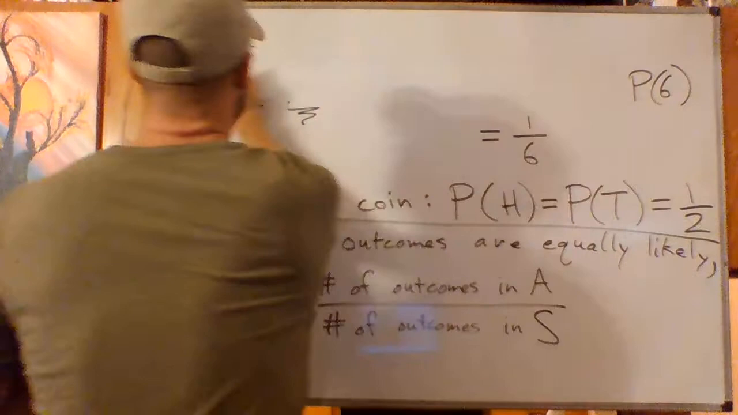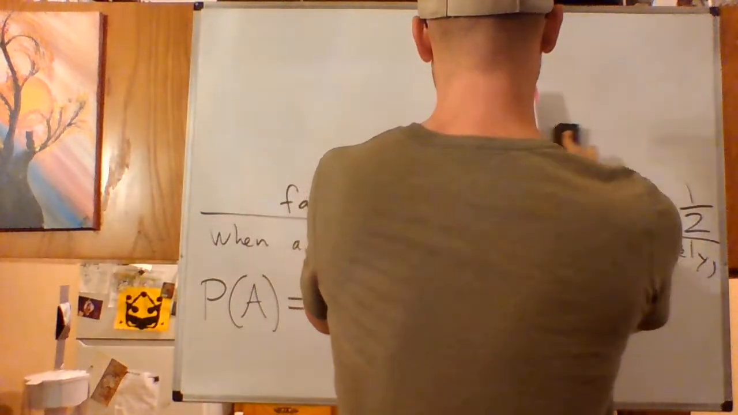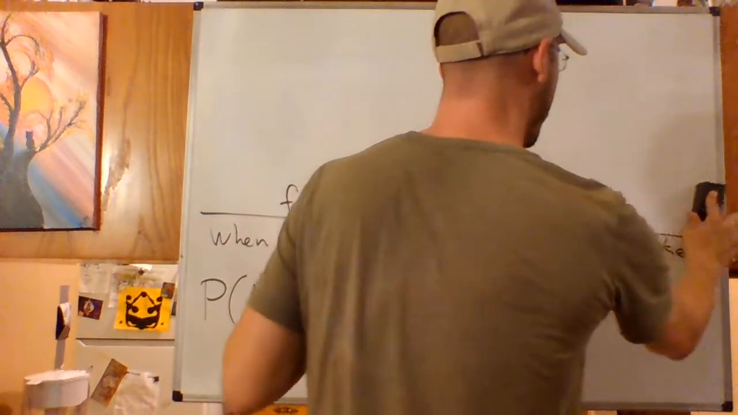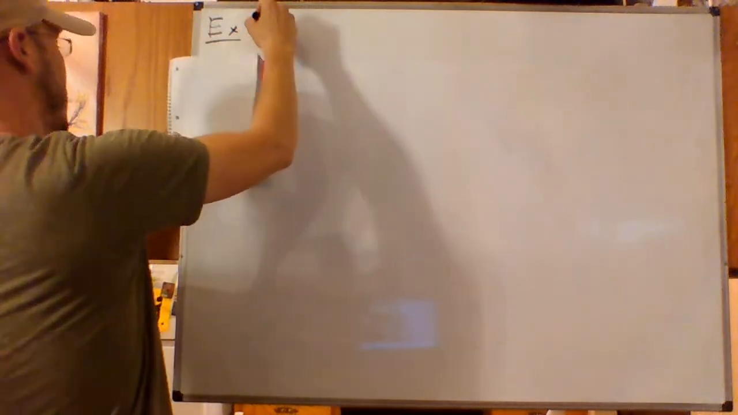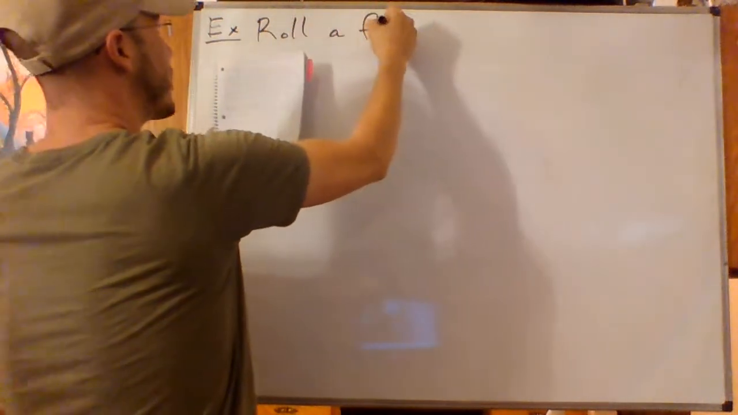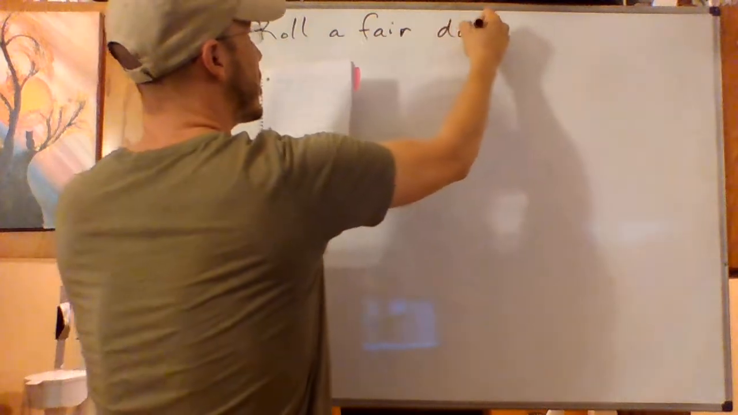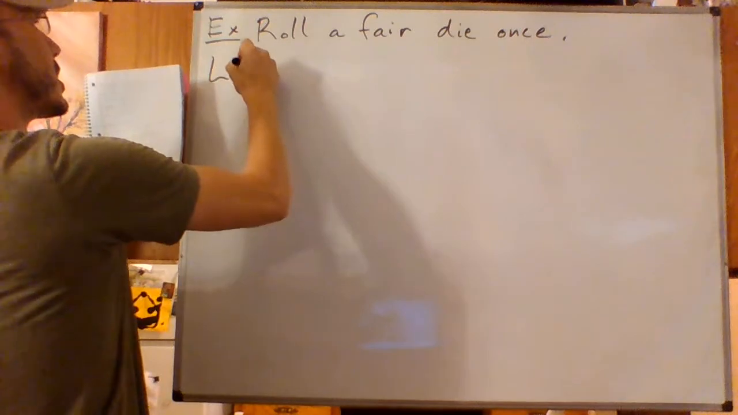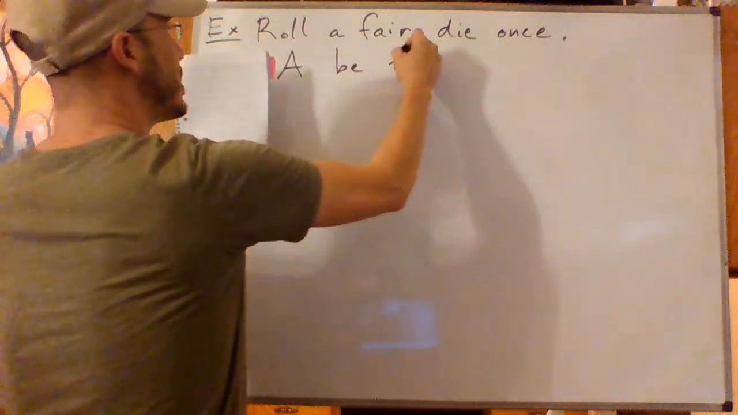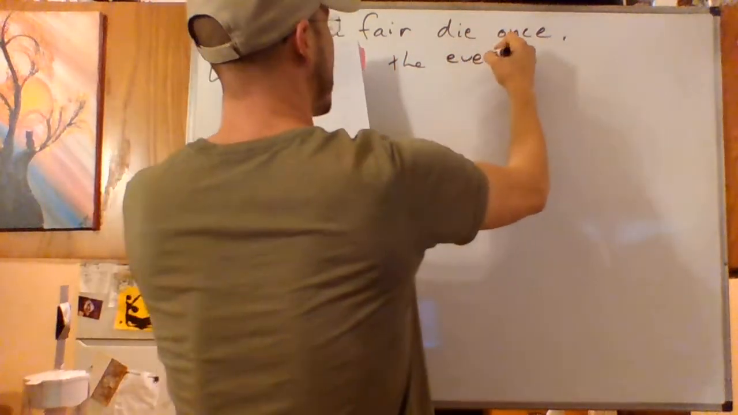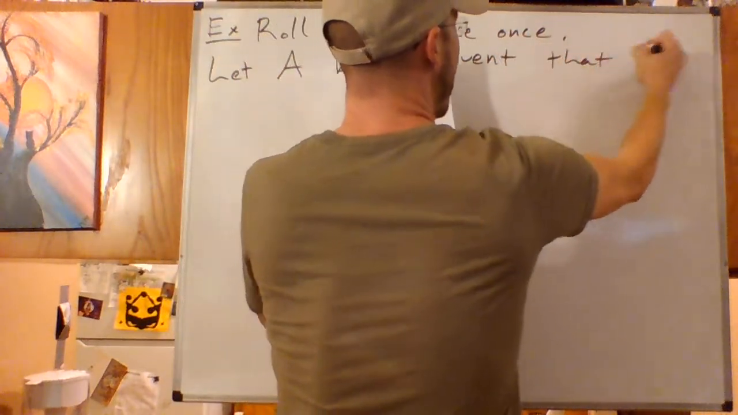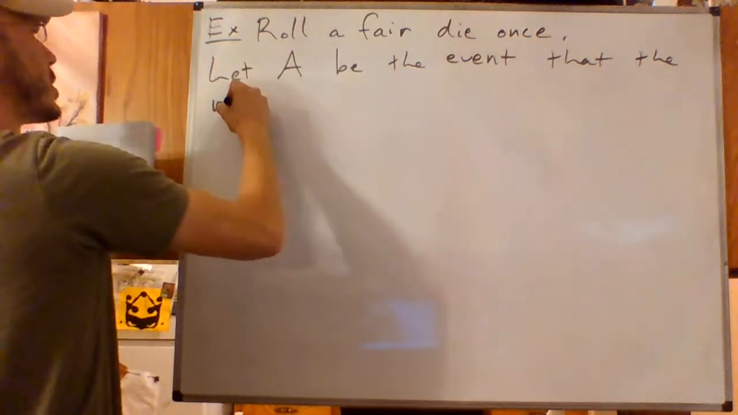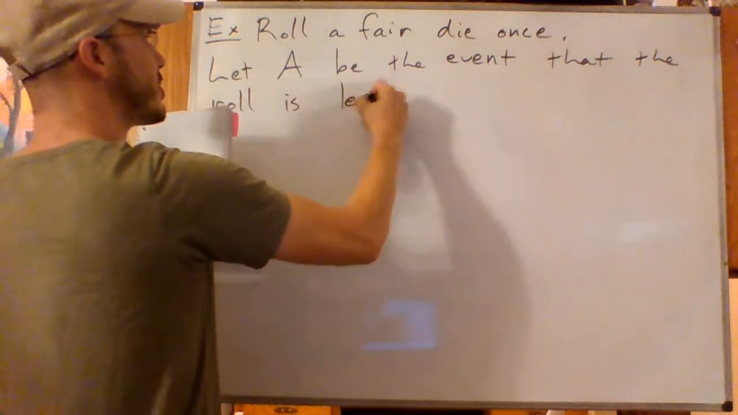So I'm going to return to the fair die example. And in this example, we'll roll a fair die once. Let A be the event that the roll is less than 5.